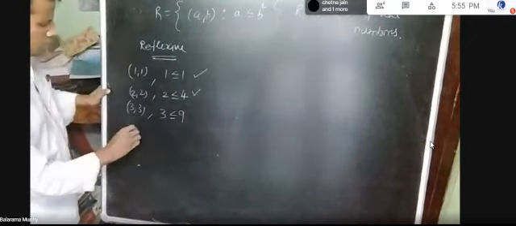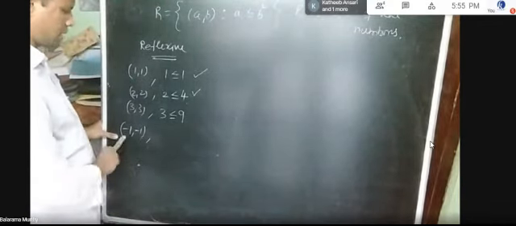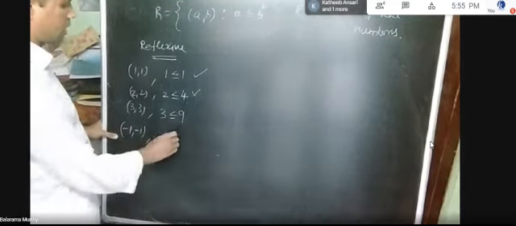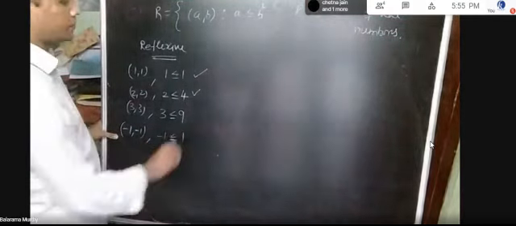Then minus 1 comma minus 1. Because all are real numbers, minus 1 comma minus 1 means minus 1 is less than or equal to minus 1 square, which is plus 1. So it satisfies reflexive, Amma.